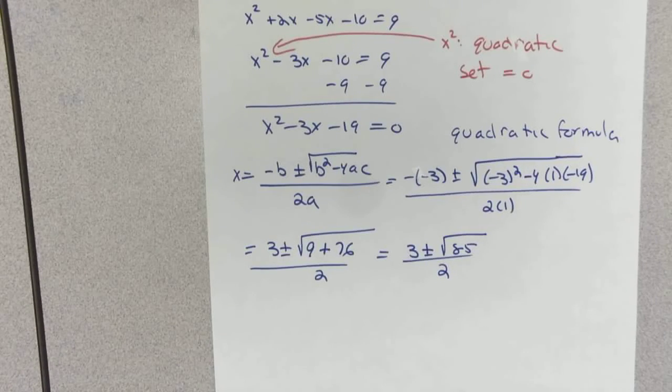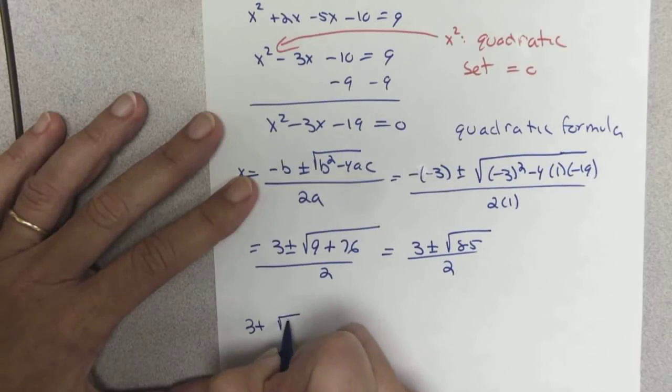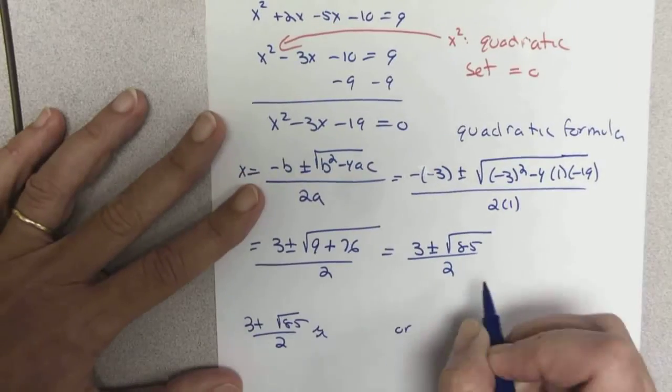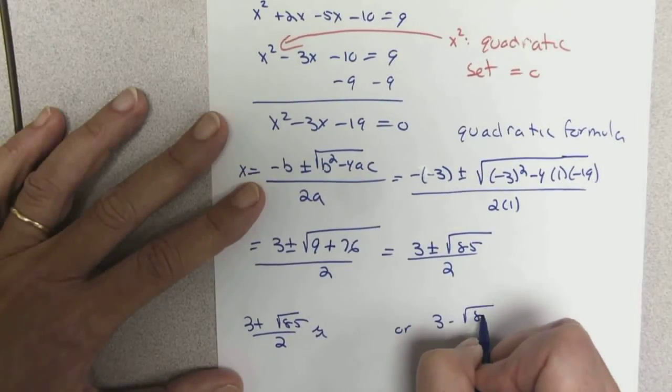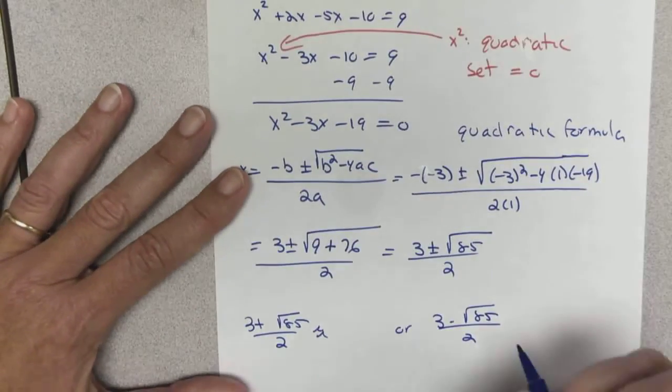The square root of 85 does not simplify, so we've got two answers here. 3 plus the square root of 85 over 2, which is approximately equal to, and we'll get to that on the next step here, or 3 minus the square root of 85 all over 2.